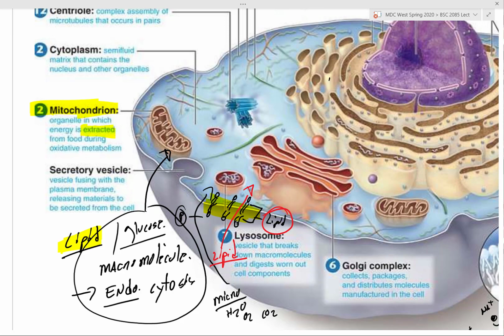They don't have to go through the actual door, which in this case is the gated channel, or the process of endocytosis. They can just go freely. And for this, most of the time, we're talking about what? These lipid-based molecules, we're really referring to hormones, which is another event on 2086.